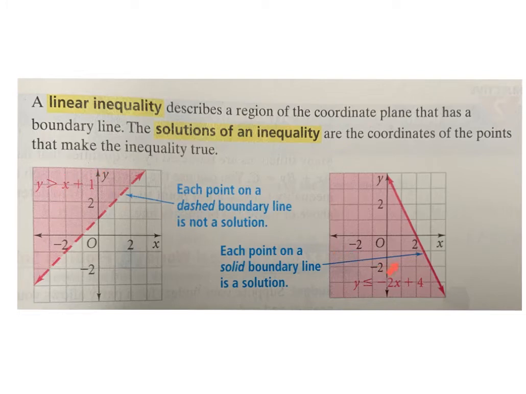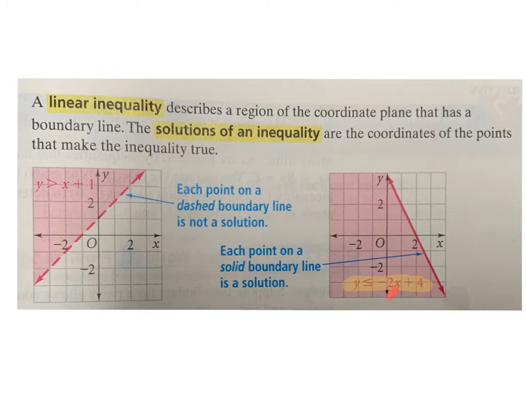Look at the other example they gave us. The other example over here is y is less than or equal to 2x plus 4. Less than or equal to. All right, so they started at 4. Negative 2x goes down 2 and over 1. Down 2 over 1, right? So they graph this line. This line is solid, all right?